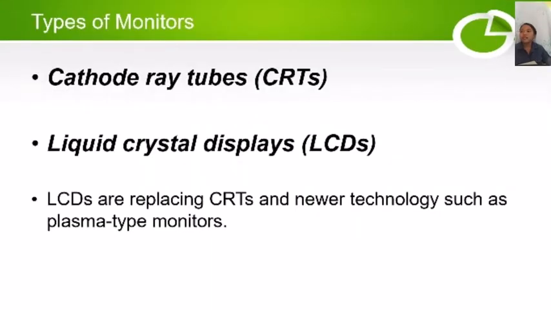There are two types of monitors typically used for viewing digital images: cathode ray tubes or CRTs, and liquid crystal displays or LCDs. LCDs are replacing CRTs, and newer technology such as plasma type monitors is continually being developed nowadays.